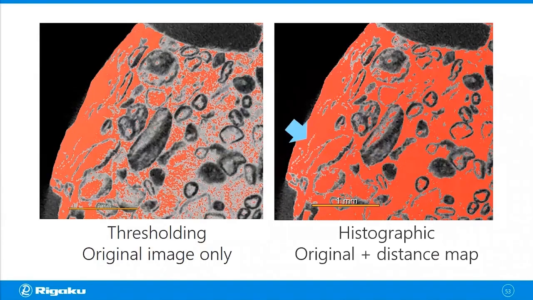So you can see that the histographic segmentation can be very effective when you have a severe shading artifact.